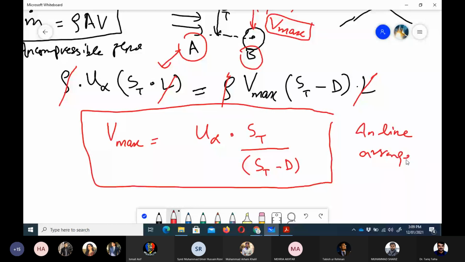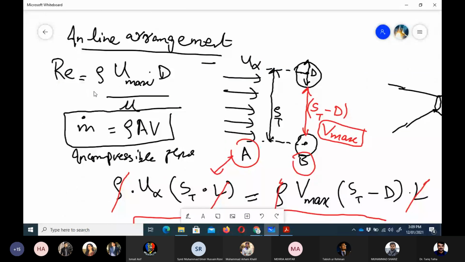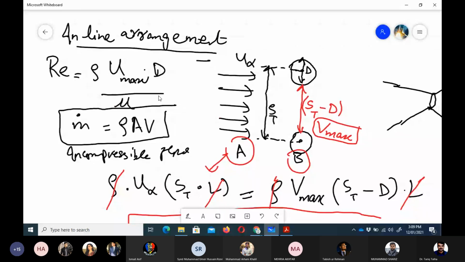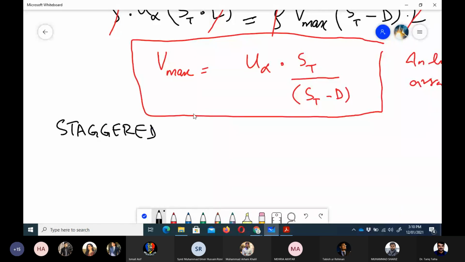Why do we need Vmax? I would repeat again that Vmax is needed for the determination of the Fresnel number. Let me stick with the same terminology, so it should be Vmax. Okay, now when it comes to the second arrangement, which is the staggered arrangement, we need to determine the Vmax for the staggered arrangement as well.